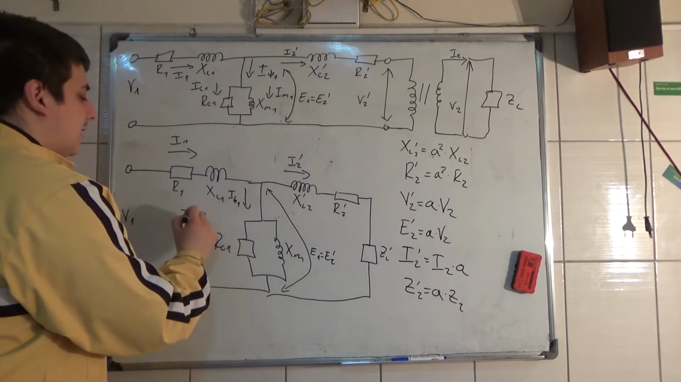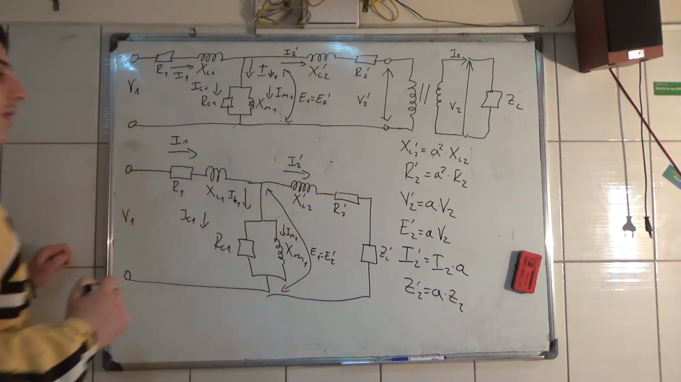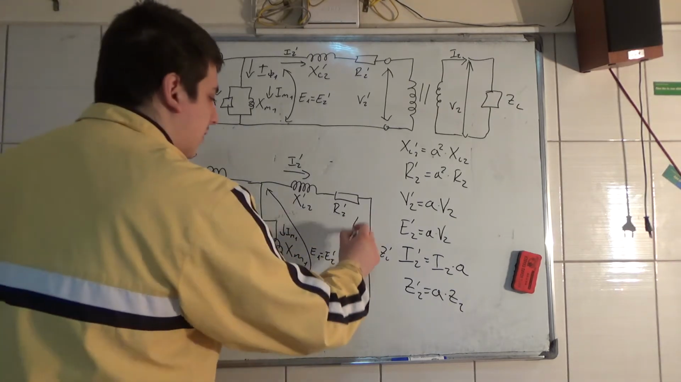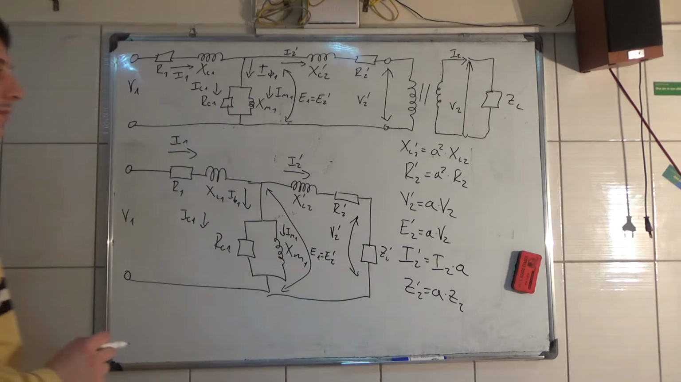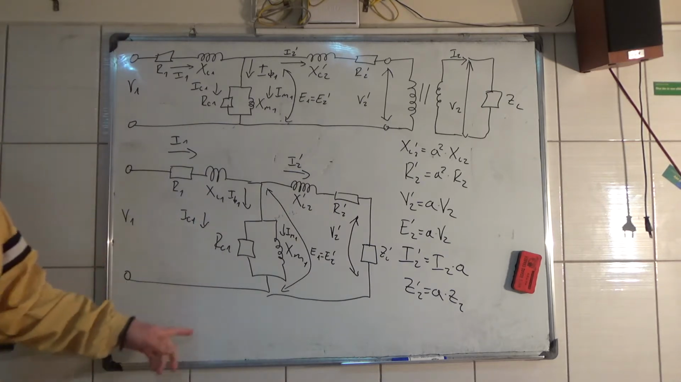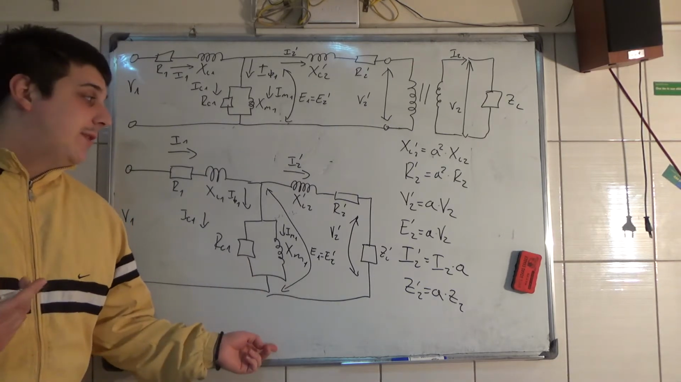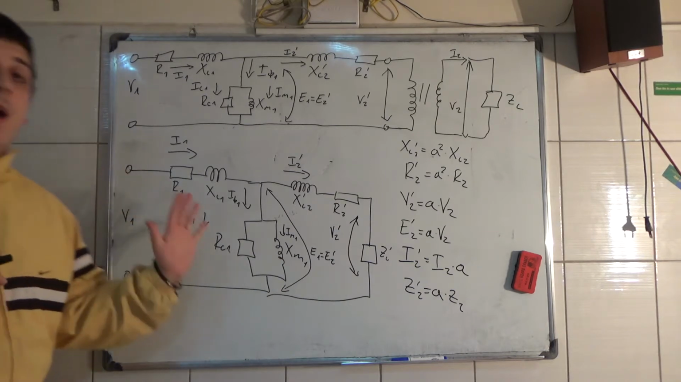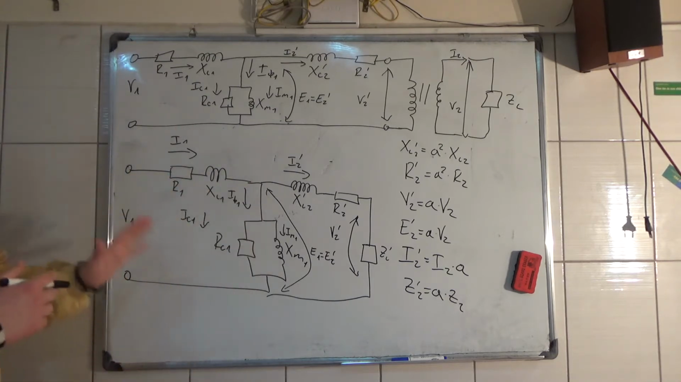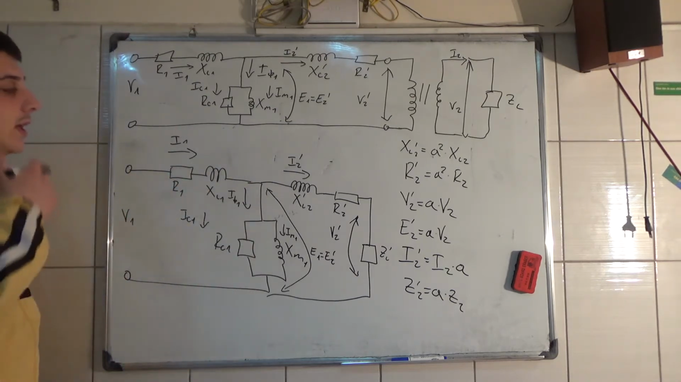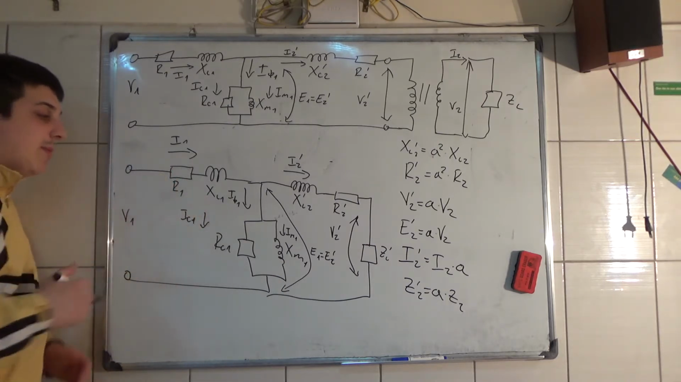Here we have IC1, here we have IM1, and here we have V2 prime. And now this is the practical equivalent circuit of the practical transformer looking at it from the primary side. And I want you to know this circuit. This is very important to know. This is now the equivalent circuit of the transformer looking from the primary side.